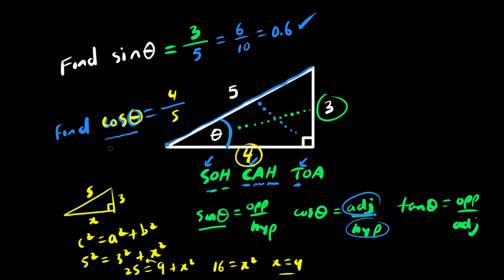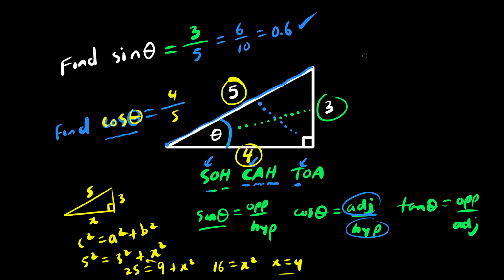4 over 5. Now do not pick 3, because the number 3 is opposite. It's far away. Students do confuse the adjacent and the hypotenuse. Remember, the hypotenuse is the longest side, so the other number that's adjacent, which is very nearby theta, the word adjacent in English means beside, is 4. So do not mix up the hypotenuse and the adjacent. So cos is adjacent over hypotenuse, which is 4 over 5.